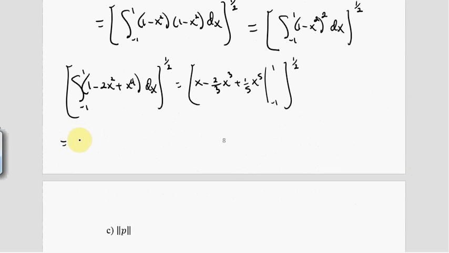So evaluate this at 1: minus 2/3 plus 1/5. Then at -1, so this is minus -1, is plus 1. They're all odd, and so they maintain their nature in terms of signs.